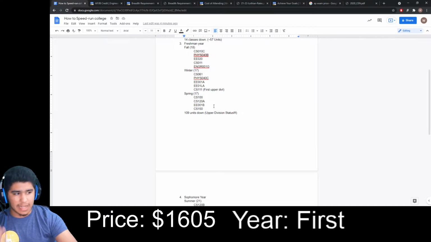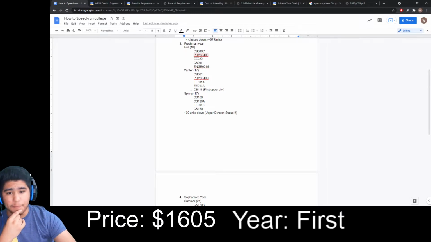Taking 4 classes with 4 labs, that is difficult. So, okay, so spring, we're going to be doing CS100, software construction, CS120A. This is logic design, but builds off a lot of CS61 stuff. So CS61 is the prerequisite. EE1B, sequel to EE1A, also being renamed to EE30A, EE30B, pretty sure.